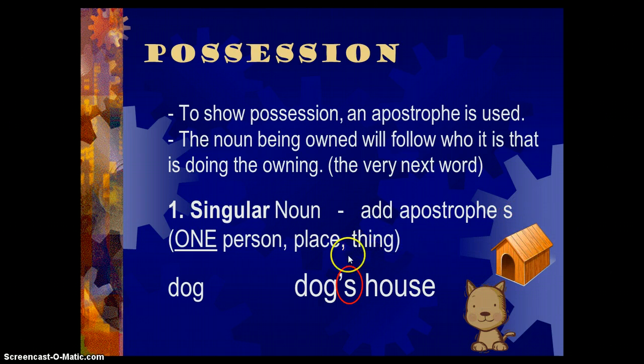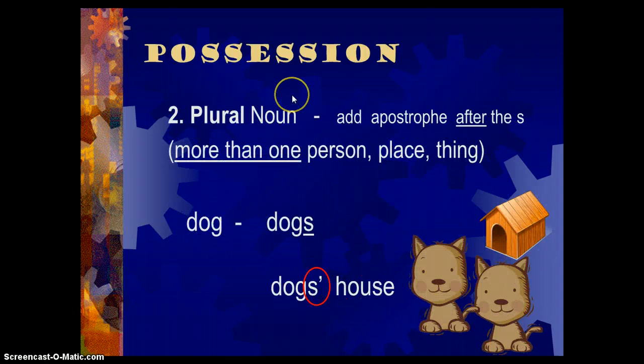So how do we write that? We're going to do an apostrophe and then an S. And the reason why is because we are talking about one dog. It is the dog's house, the one dog. So this is the first rule. It's for singular nouns. You would add an apostrophe and an S, like we did right here. Apostrophe first, up in the sky, apostrophe, and then the S to the word dog.